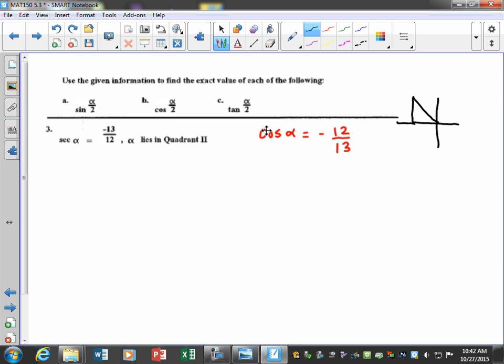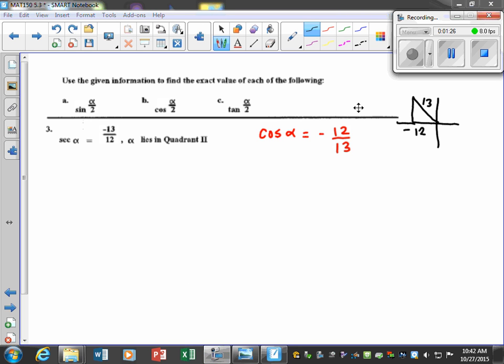Alright, so cosine is going to be your x value. So first of all, out of the 12 and the 13, and this is your r value, so the 13 is here, which one gets the negative sign? Right. So make sure that you do that. So we're going to solve for our missing side. You can use the Pythagorean theorem or your formulas that we've used previously. So I'll give you a minute to do that. Just your a squared plus b squared equals c squared, and we will get 5.